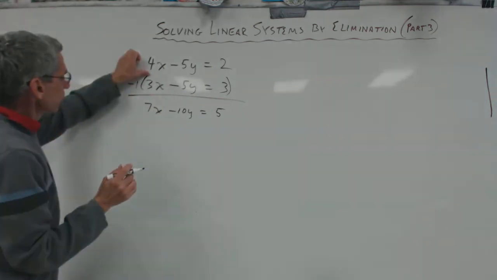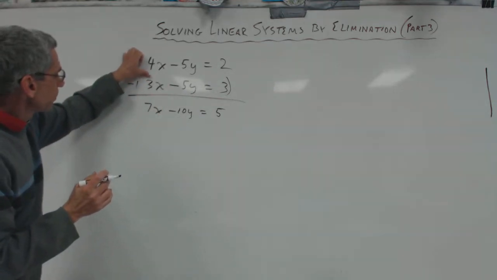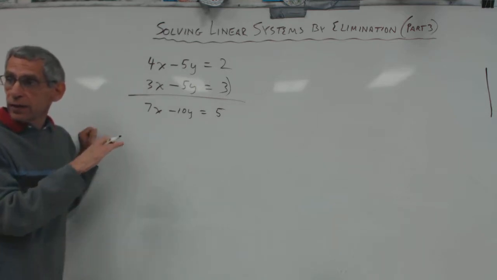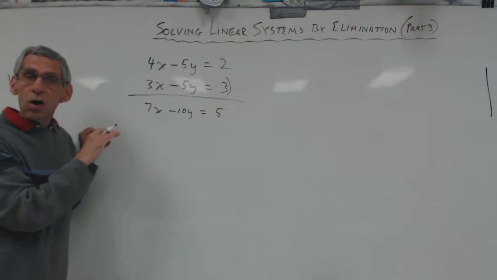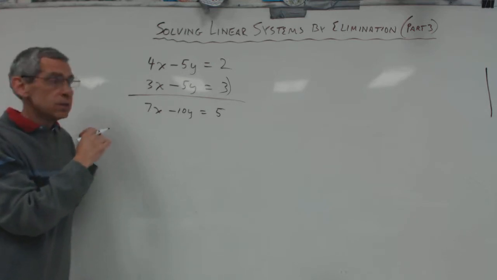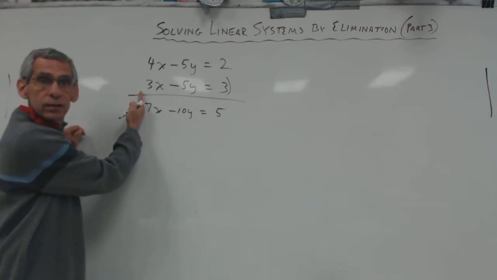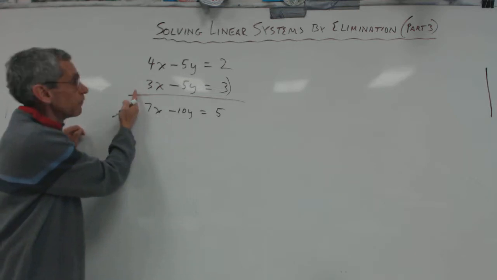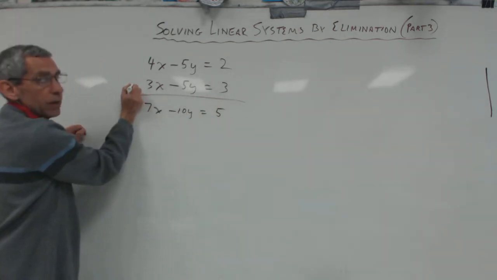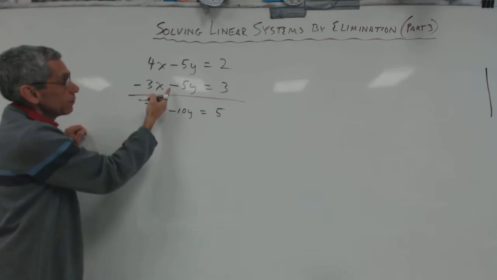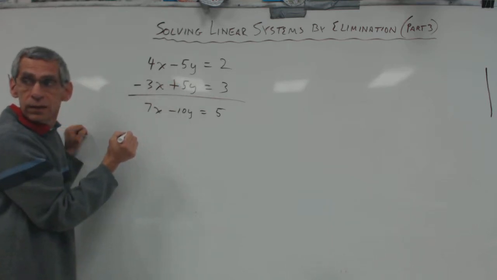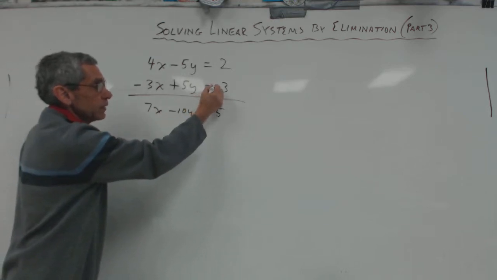Actually, let me show you a trick. When you multiply an equation by negative 1, everything in that equation by negative 1, all you're really doing is changing the sign of every term in that equation. This is a positive 3x, right? So if I multiplied this equation by negative 1, it would immediately become a negative 3x. Negative 5y times negative 1 becomes a plus 5y. Positive 3 becomes a negative 3.